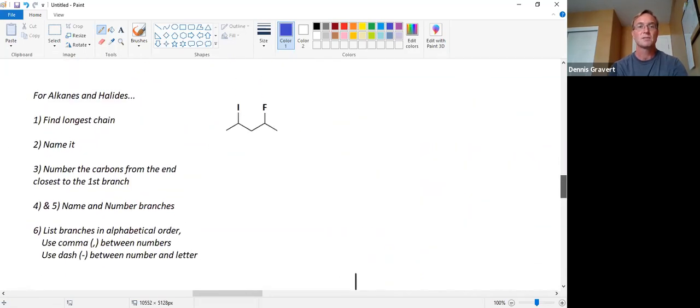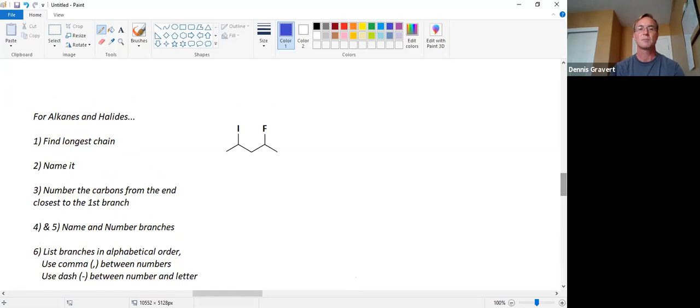Okay, here's another one. Why did I put this here? Oh, I remember now. Let's name it and find out. Where's the longest chain? That's pretty cool. Those are halide branches. All 5 carbons are nicely in a row right here. 5 in a row makes it pentane. That's step 2.